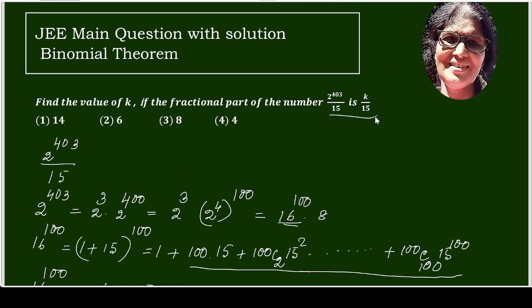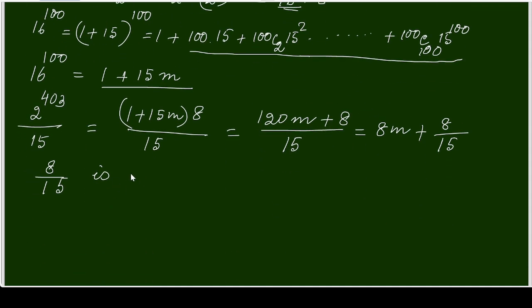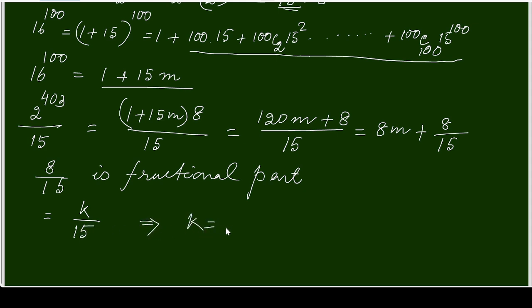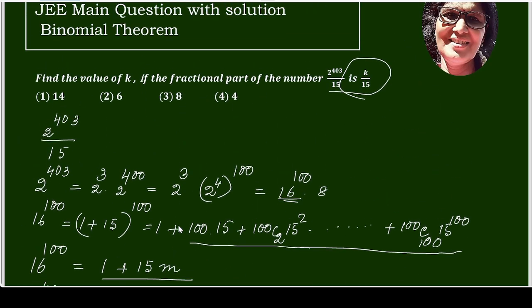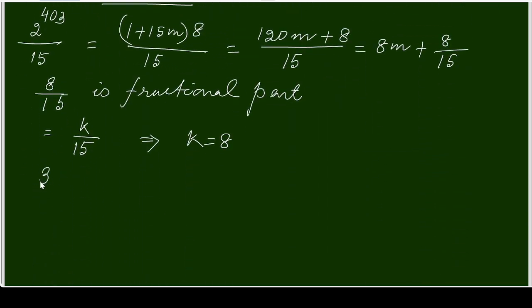The fractional part of the number is k by 15. So comparing this as k by 15, this gives that k equals 8. So which option is the answer here? The third option is the answer. 3 is the answer.